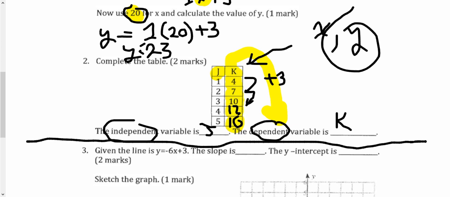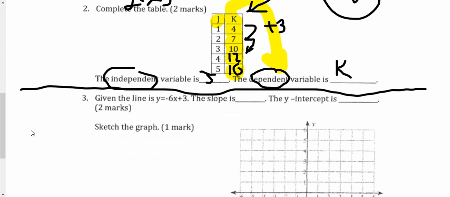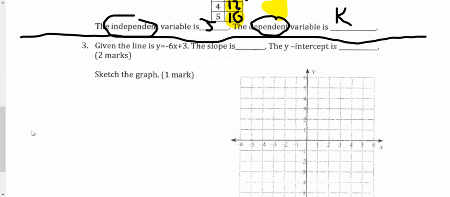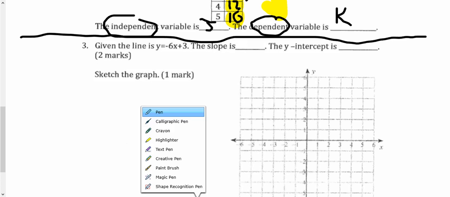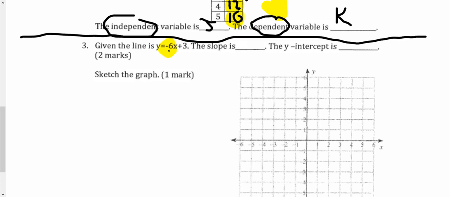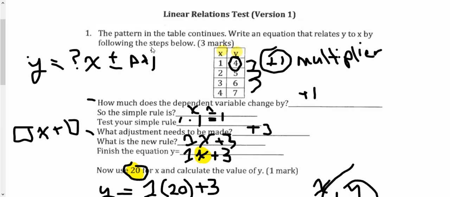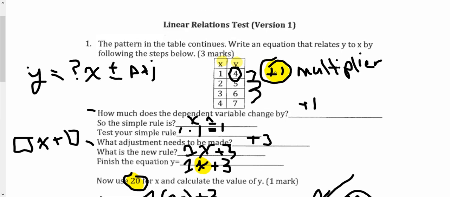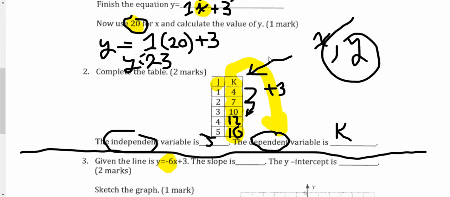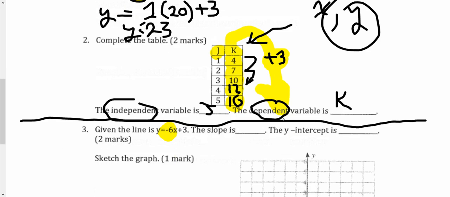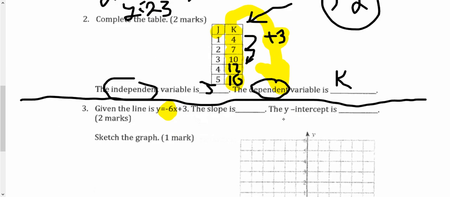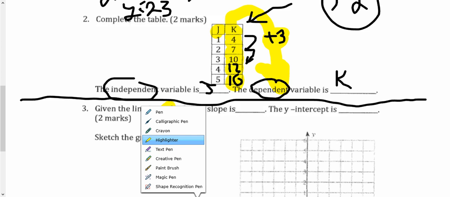Okay, now, that question stops there. Number 3 is a whole new question, all right? It says, given the line y is equal to negative 6x plus 3, the slope is, all right? Now, when they say slope, they mean that multiplier. That's what slope is. So up here, our multiplier was plus 1. That's its slope. Here, the change was plus 3. So that's our multiplier. Here, this says negative 6. And it's okay if it's a negative. Mom said it was okay.